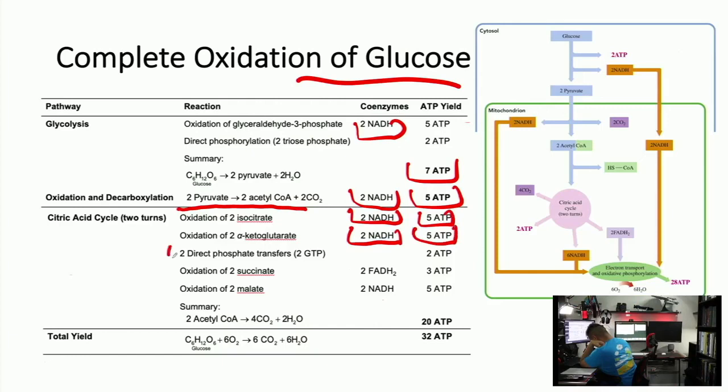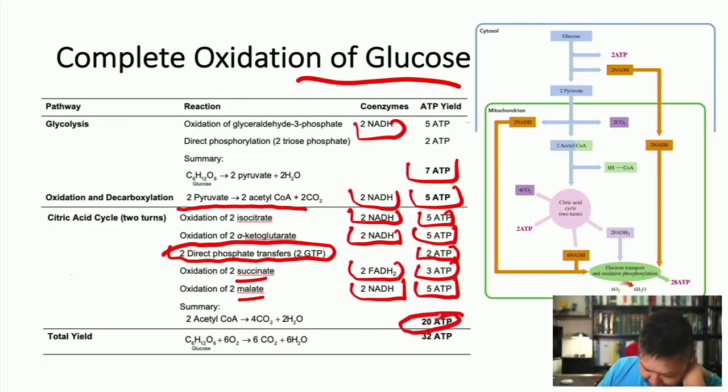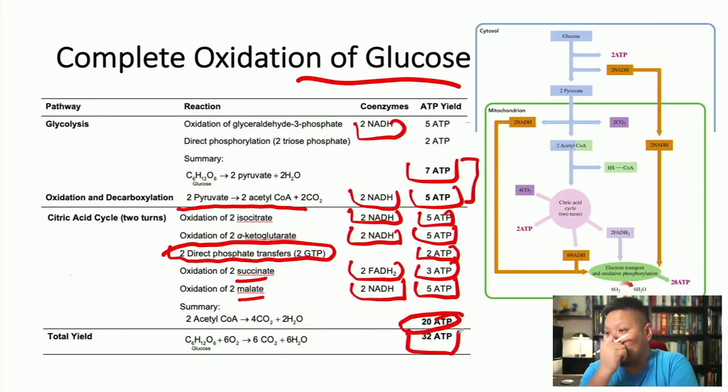Then we have direct transfers of phosphates from GDP to make ATPs. That's 2 of those. We get 2 more FADH2 and 3 more ATPs from succinate dehydrogenase. We get 2 NADHs and 5 ATPs from malate dehydrogenase, right? So in summary, after all that is done in the citric acid cycle, we get 20 ATPs, right? Add that to the 12 up here, and we get a total of 32 ATPs from a single glucose molecule, right? From a single glucose molecule.